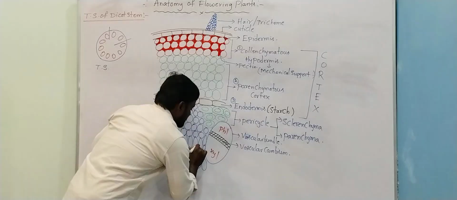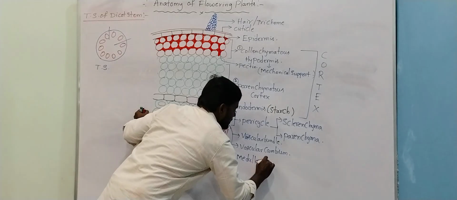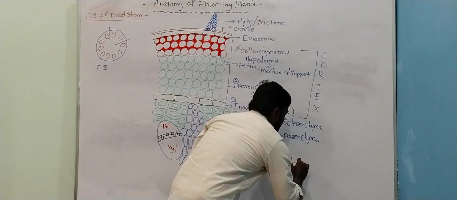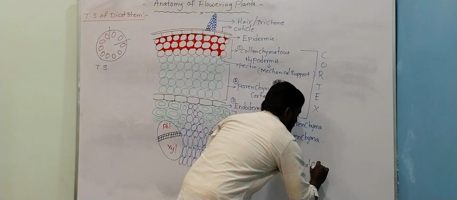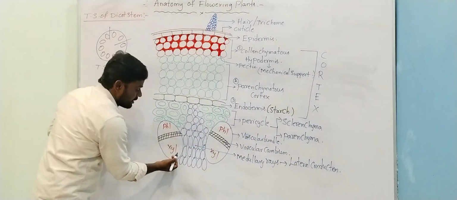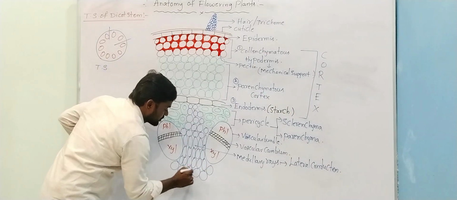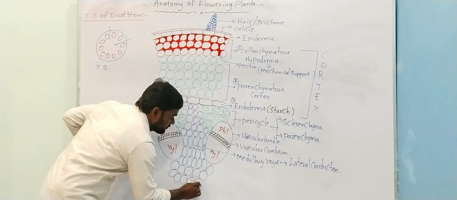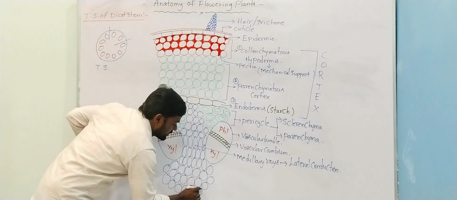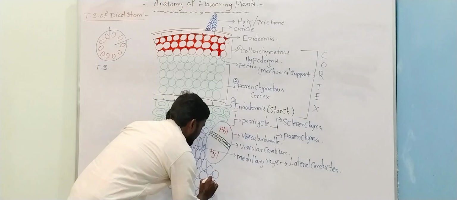And next one, this layer, these cells are called medullary rays. The main function of the medullary rays is lateral conduction. So that is the main function of the medullary rays. Next, now coming to the center part. The center part is also filled with a large number of parenchymatous cells. So these cells are also loosely arranged, and these cells are called pith.